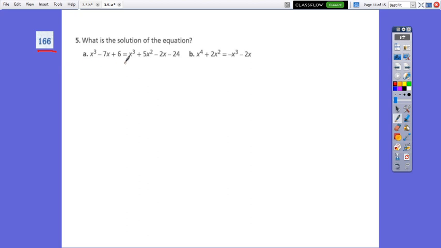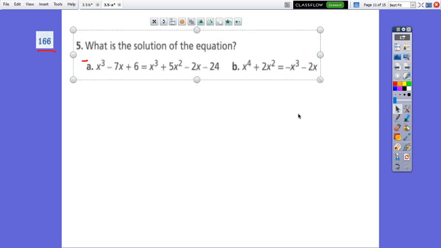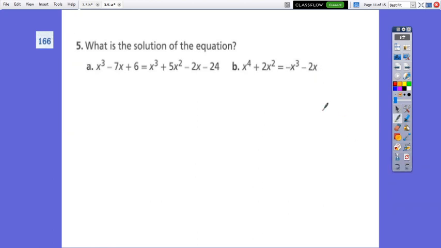On page 166, question 5a, again, the polynomial has to be given in standard form. So we need a standard form so that we can solve the equation. Now, let's see which terms left and right of equals are the same. So we can simplify by x cubed, and the greatest exponent 2. So we'll move these terms to the other side. So it will be plus 7x and minus 6. So it will be 5x squared, 7 minus 2 plus 5x, and negative 24 minus 6 is negative 30, equals 0. Simplify by 5.